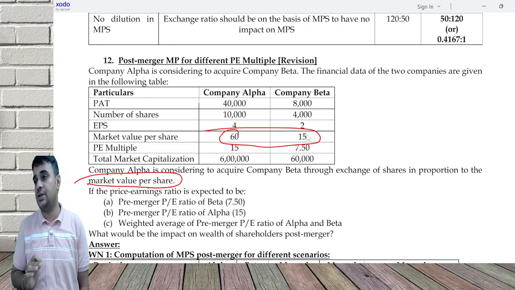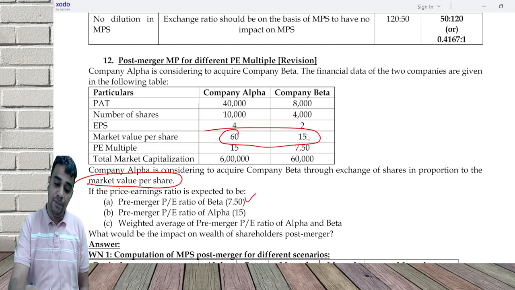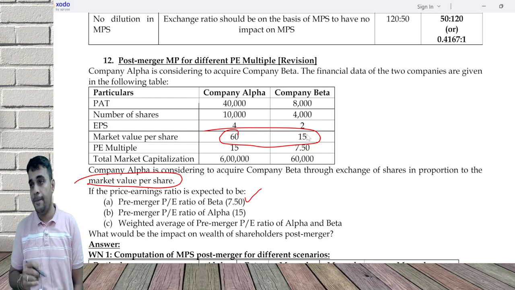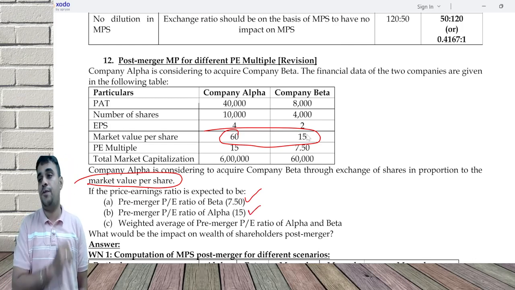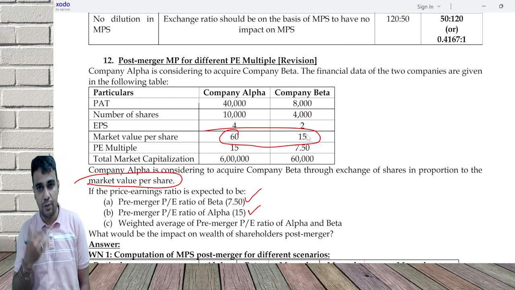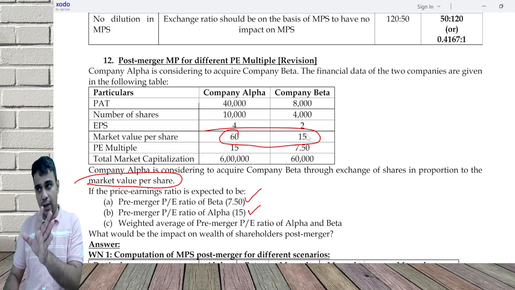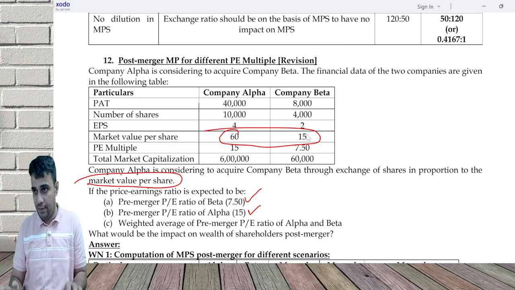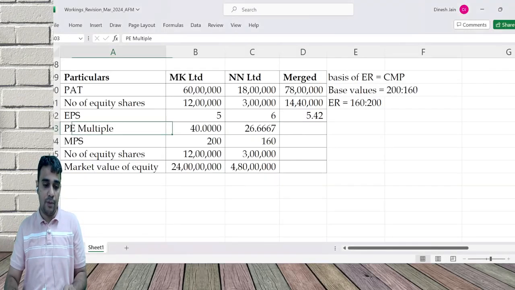There are three scenarios which can be possible. It can be P/E multiple of 7.5. It can be P/E multiple of 15. And third is weighted average, which is what I want to explain. The weighted average part is where I'm going to explain a little bit. Again, I don't want you to write because I'm going to quickly add it in Excel. Everything will automatically come there.